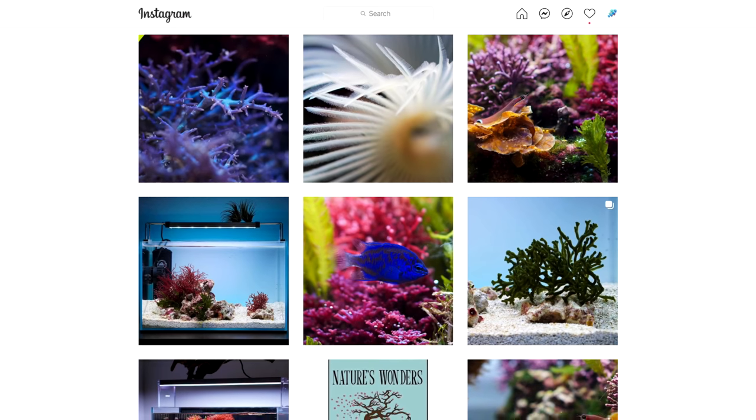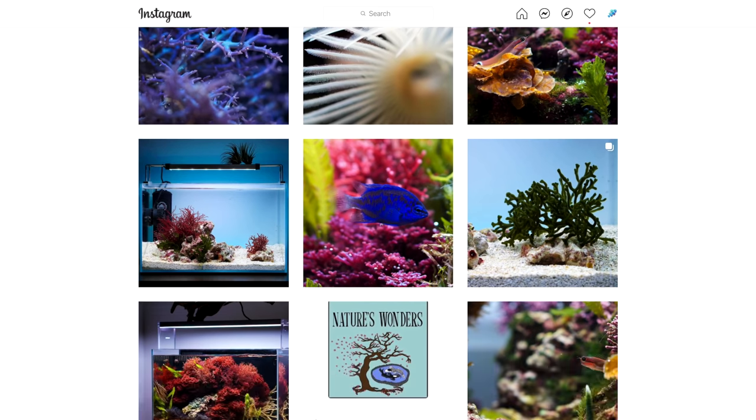He may have the most beautiful macroalgae tanks I've ever seen. So Tiger Boy, thank you for letting me use these pictures. I'll put a link to his Instagram below. Check these tanks out, they're amazing.